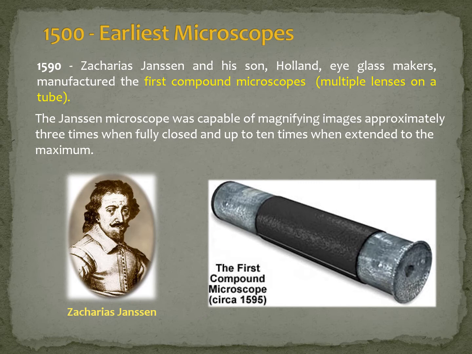So the difference between a compound microscope and a simple microscope is that the compound has more than one lens. It has multiple lenses inside the tube. And they were capable of making the first compound microscopes, a replica of which is in this picture, and they could amplify images up to 3 times when it was fully closed, or it could be elongated, and at that stage it would amplify an image up to 10 times.